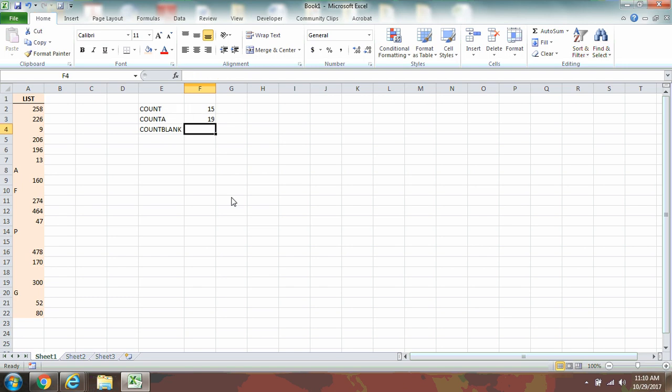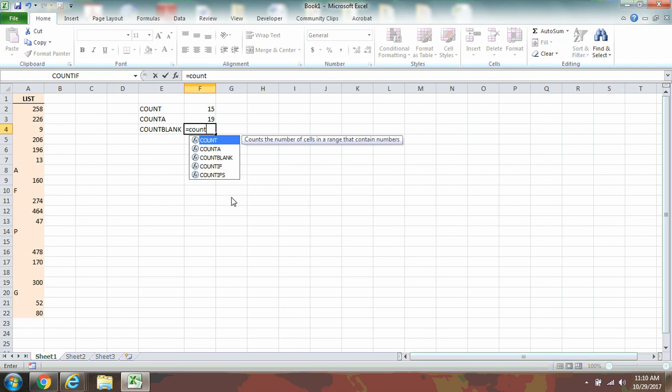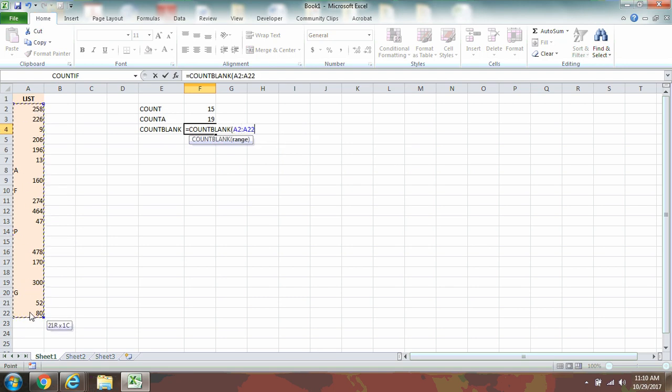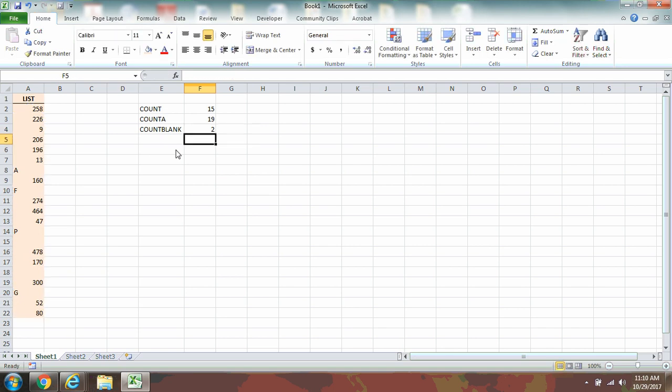Lastly is COUNTBLANK. What does COUNTBLANK do? Like its name, it counts the number of empty cells in a range of cells. So if I highlight this list, it's going to count what COUNTA did not capture. There are 2 empty cells, and if we look closely, here they are in row 15 and row 18.